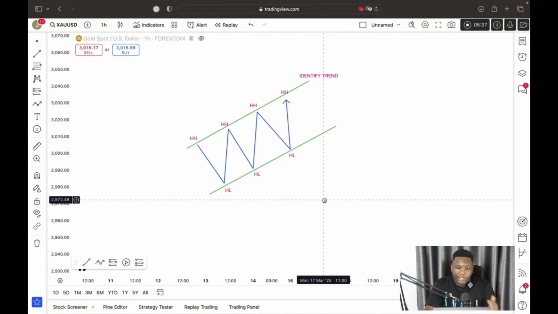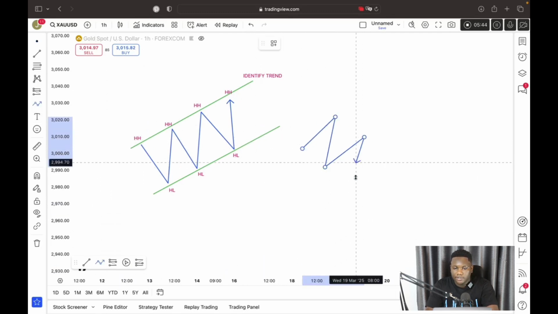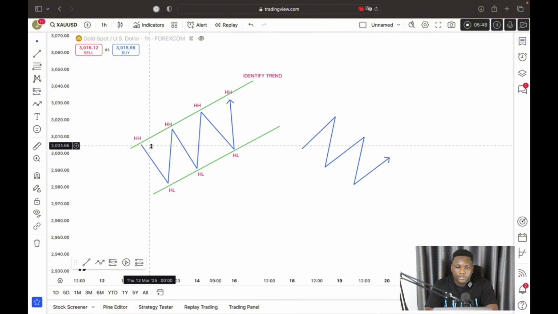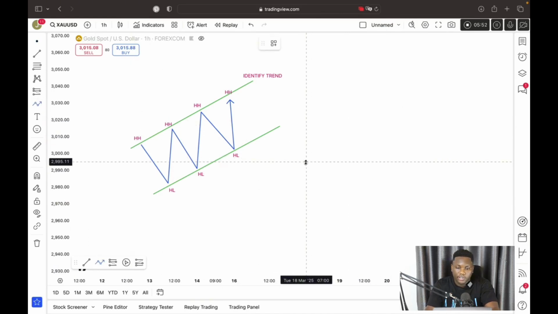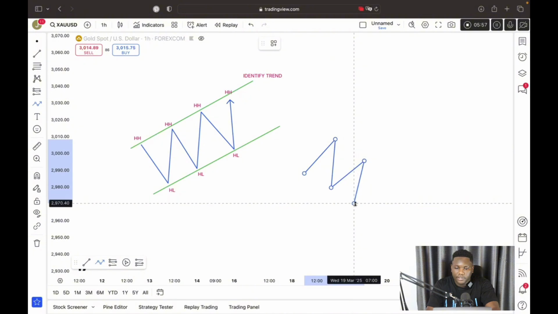Okay, the uptrend. We are identifying the market, and we have the downtrend here. As you can see, we have the downtrend here. Let's see, we call it the bearish trend. We have the bearish trend.